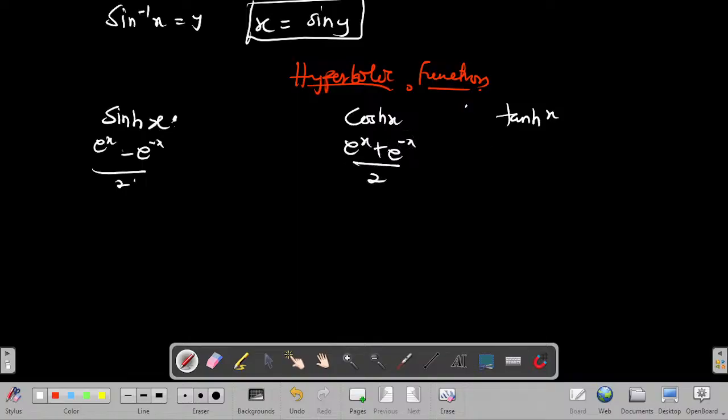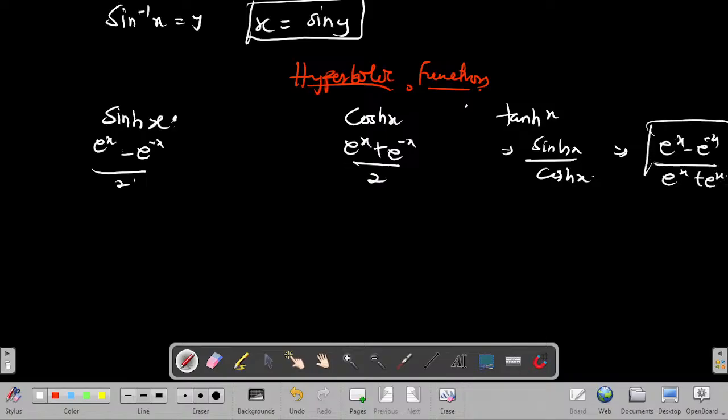Then tanh is obviously going to be what? sinh x over cosh x. So when you divide these two, what are you getting? The 2 and the 2 will cancel out. Then you end up getting e to the power x minus e to the power negative x over e to the power x plus e to the power negative x. These have got some beautiful applications in geometry which you wouldn't appreciate now, as we move forward.